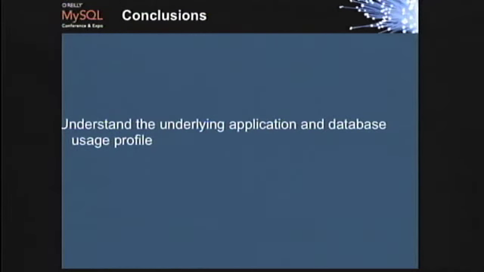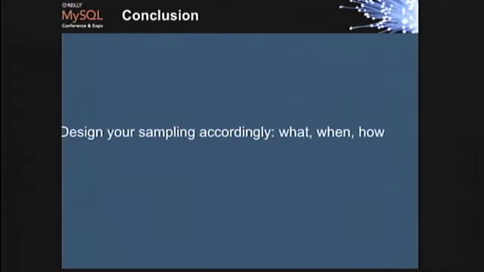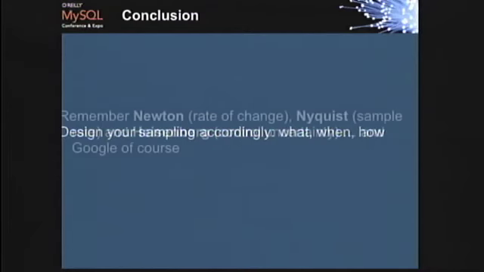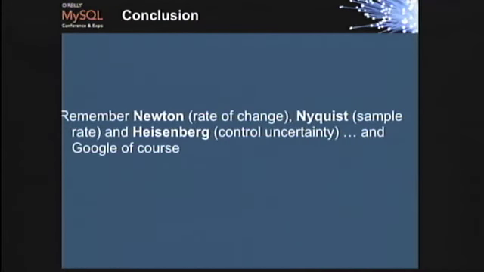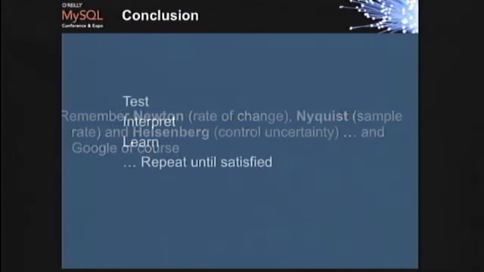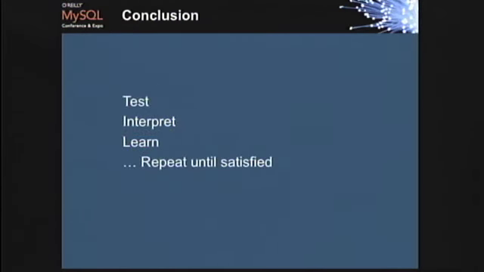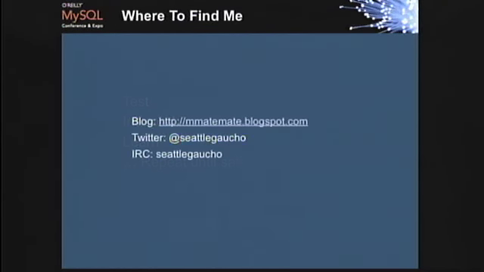Basically, you need to understand what is the underlying application and the database usage you're looking at, so you can design your sample in what, that's Newton, when, that is Nyquist, and how, that is Heisenberg. So those are basically the concepts: rate of change, sample rate, and uncertainty. Test, interpret, learn, and repeat until satisfied.